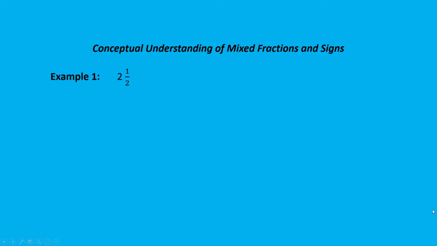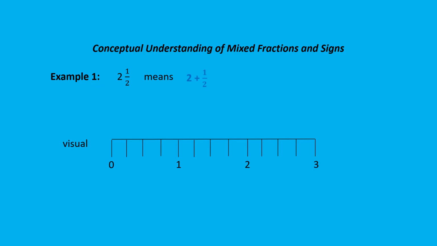Example 1, 2.5. What does 2.5 mean? It means 2 plus 1/2. If we look at this on a number line visually, if I had a number line 0 through 3, 2.5 would mean I would go out 2, then I would add 1/2 to it, which would end me up at this black dotted line. If I went all the way from 0 to the black dotted line, I'd have 2.5, which is where we started. But this is just a conceptual understanding of what 2.5 means, so that when we work with signed fractions, we can look at this a little differently.